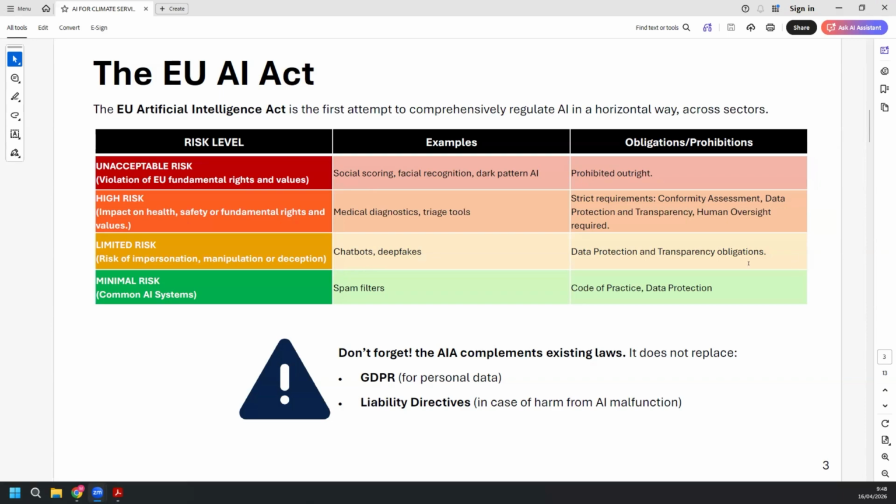I just wanted to state here, you can see some examples. But it's important to remember that the AI Act doesn't substitute or replace existing laws. So for example, if you use personal data to train your AI, the GDPR will still apply, and liability directives will still apply regardless of the AI Act. So they run in parallel. They don't substitute each other or replace one another.